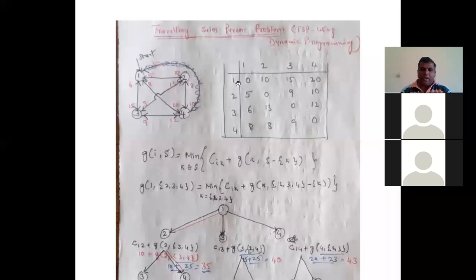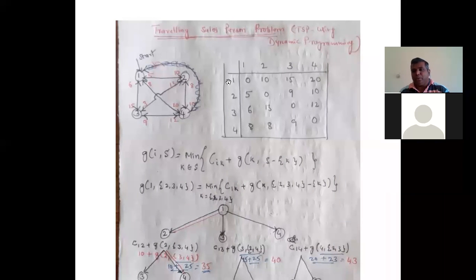There are 4 nodes, so a 4 cross 4 matrix. So 1 to 1. So 1 is the source, 1 is the destination. 1 to 1, cost is 0. 2 to 2, cost is 0. 3 to 3, cost is 0. 4 to 4, cost is 0. So here this is completely connected. So there is a direct connection from one node to another node. So values are mentioned in the matrix. 1 to 2, 10. 1 to 3, 15. 1 to 4, 20. So like that.